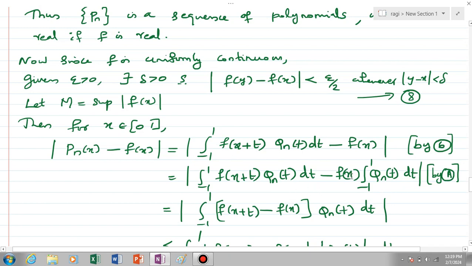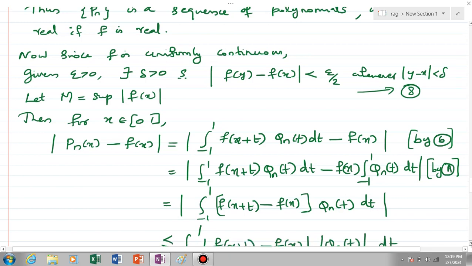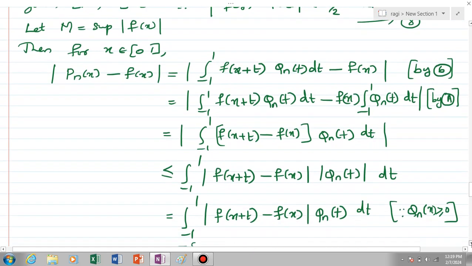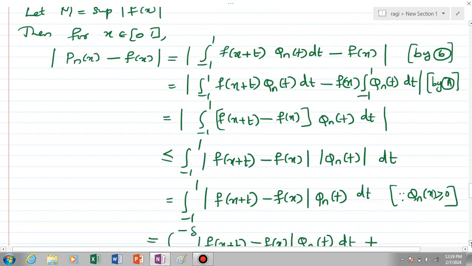Okay, so there is no change. This is equal to the modulus of the integral from minus 1 to 1. We are combining the integrals. We get f of x plus t minus f of x into qn of t dt, and in the next step we are taking the modulus inside, and so the equation becomes an inequality: less than or equal to the integral from minus 1 to 1 of modulus of f of x plus t minus f of x into modulus of qn of t dt. In the next step, modulus of qn of t becomes qn of t, because qn of x is a positive function.